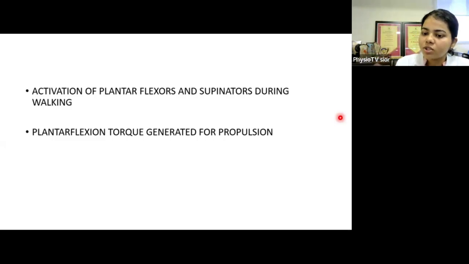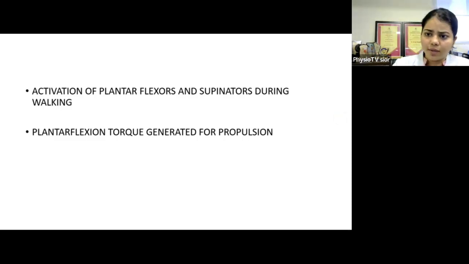So when there is reduced function of tibialis posterior, it is going to limit the shock absorption capacity of the mechanism of the foot. And throughout the mid to late stance, the contraction of tib post will help guide the rear foot through supination. So initially it works eccentrically, and later on it goes into a concentric mode. The second is plantar flexion torque generated for propulsion.